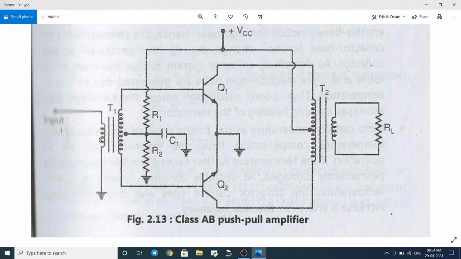And the remaining circuit is the same, that is, there is the input coupling and output coupling transformer, there is the input device and there is the output load, and here only a capacitor C1 is connected to bypass the variation in the DC component to the ground.